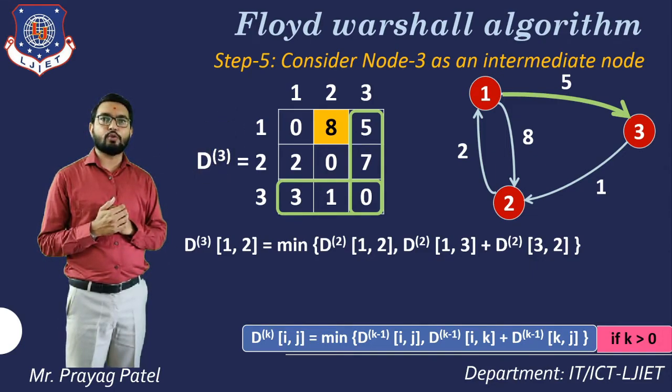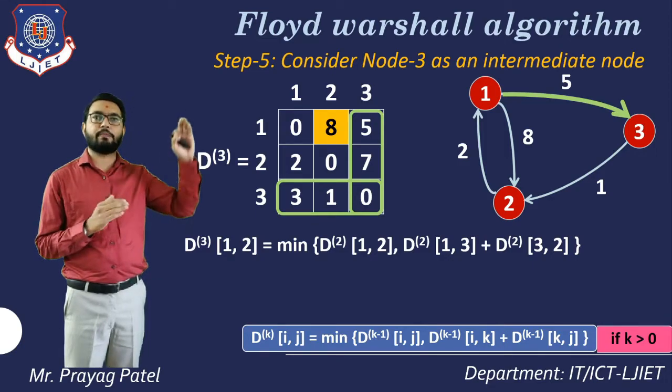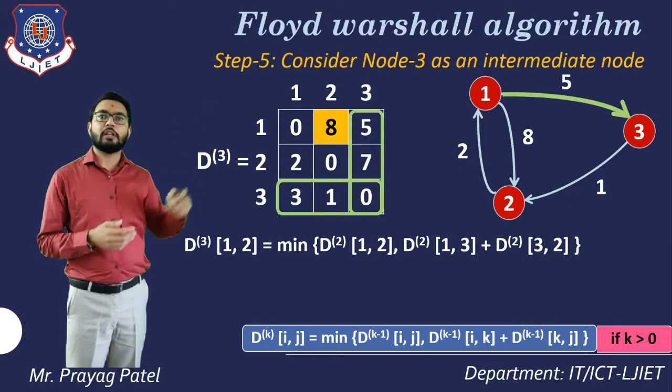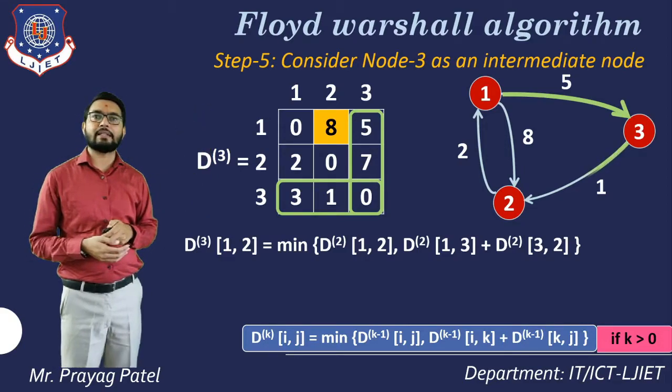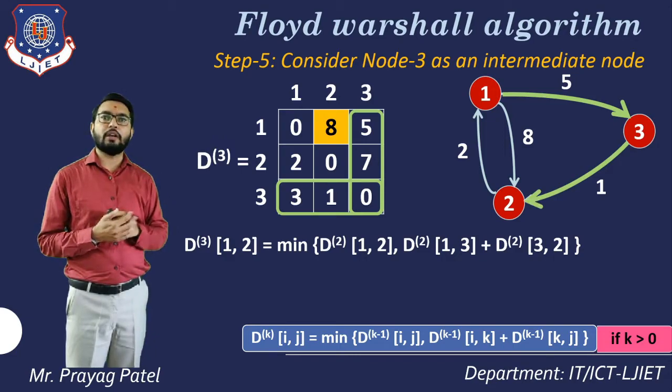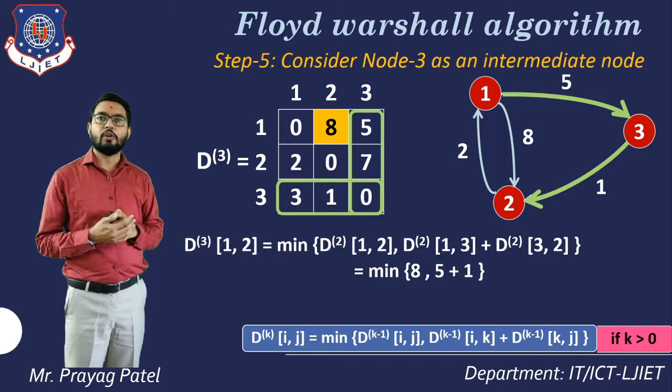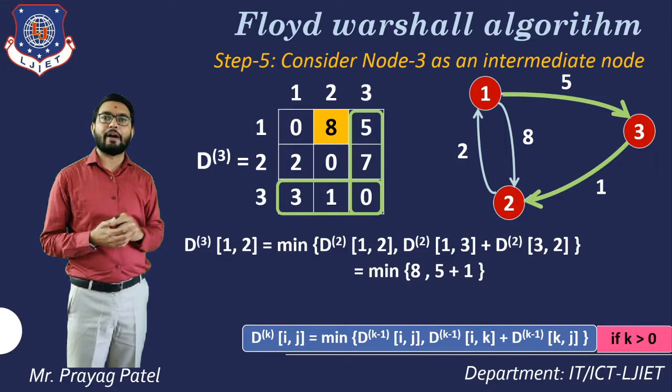So for the path from 1 to 2, you can consider node number 3 as an intermediate node. First, the path from 1 to 3. Then the next path is from 3 to 2. So the total value equals 5 plus 1. Here, consider the 1 2 value: minimum of 8 comma 5 plus 1.